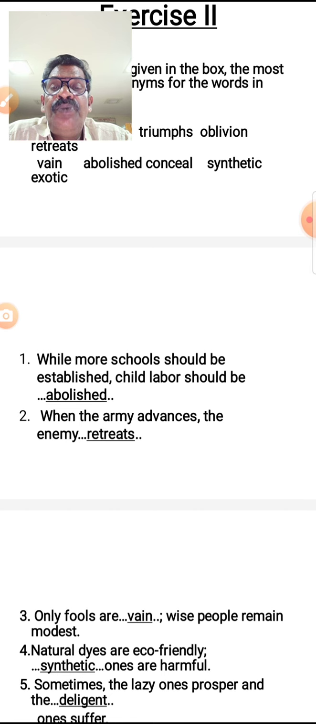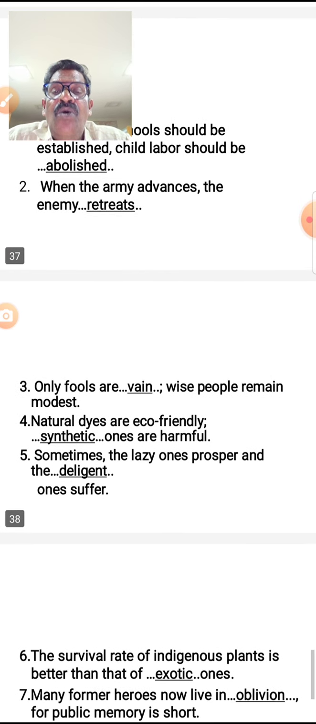Sentence number 1. While more schools should be established, child labor should be abolished. The opposite meaning, or the antonym, for established is abolished. Now come to the second one. When the army advances, the enemy retreats. Advances, the opposite word, or appropriate antonym, is retreats. Now go for the third one.